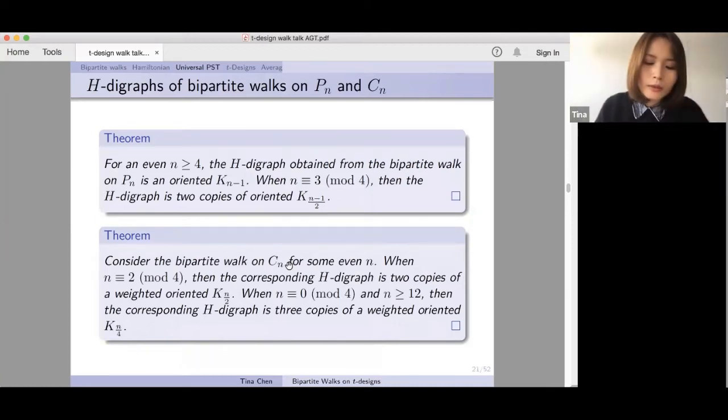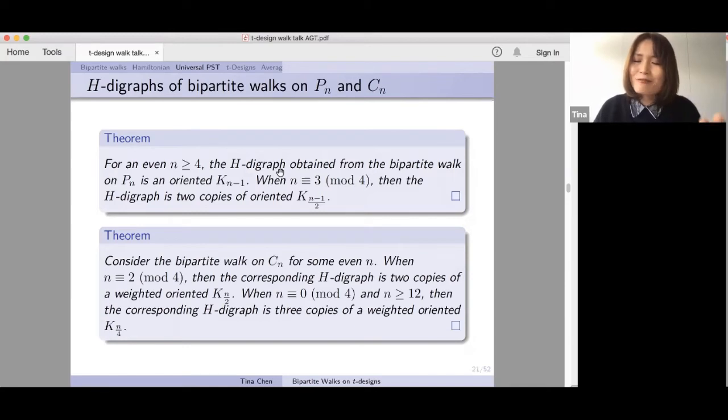And we also know the H-digraph of the bipartite walks on Pn and Cn. So note that when n is even, the adjacency matrix of Pn will be invertible. So the H-digraph, corresponding to the Hamiltonian of U, will be oriented K_{n-1}. And when n is odd, the adjacency matrix of Pn will not be invertible. So which means in that case, the Hamiltonian will be the Hamiltonian of U squared.